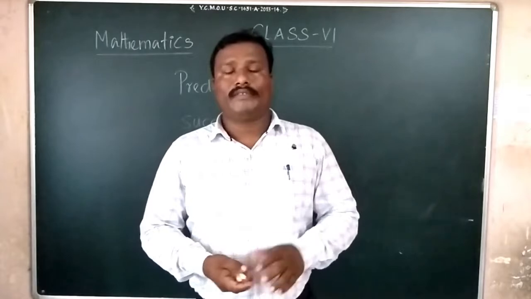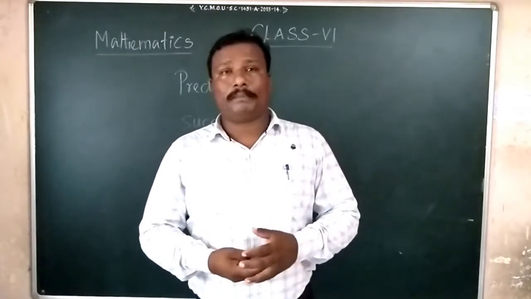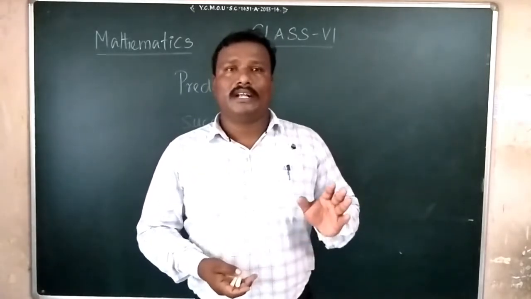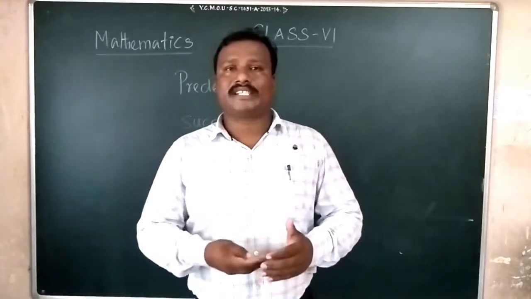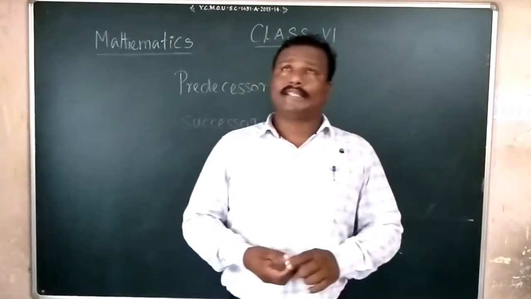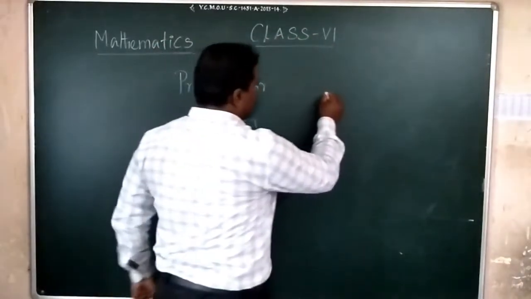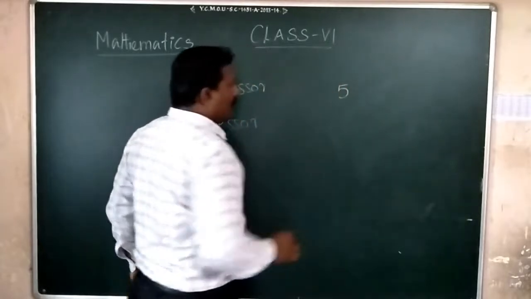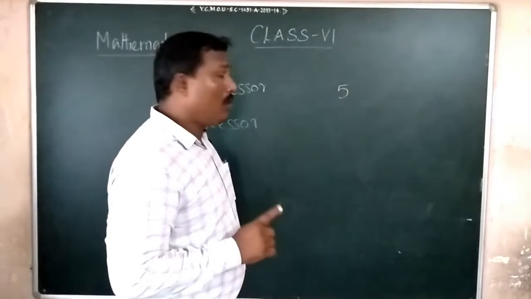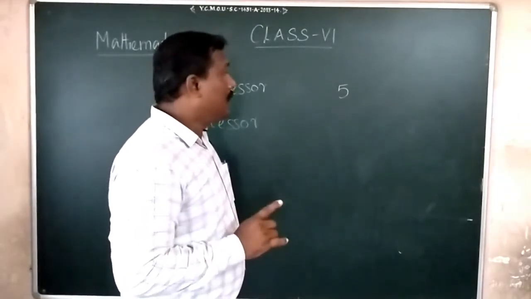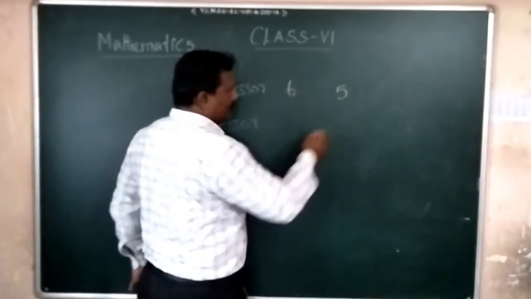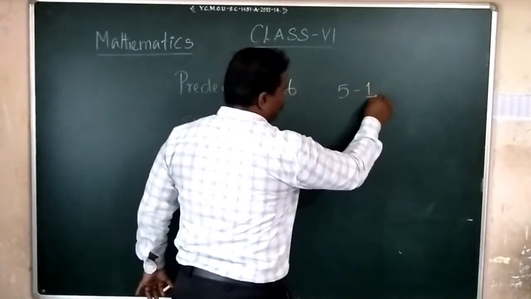First of all, we will revise what is successor and what is predecessor. Successor, we already talked about that. We know successor means we add one more. The predecessor means subtract one from the number. So if you take an example, the number 5. 5 is a natural number and a whole number. Then what is the successor of 5? It means we have to add 1.